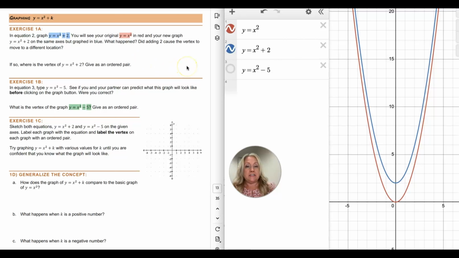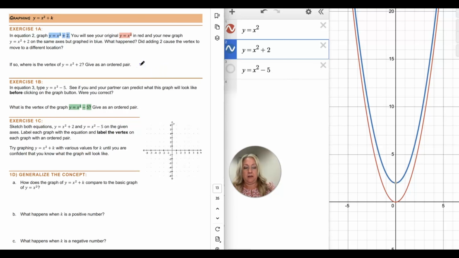And when we look at that, we want to say, okay, did that change anything? Sure, it looks like the same graph, except now it's shifted up 2 places. Our vertex used to be at 0, 0, but now it's at 0, 2. So we can see, yeah, it shifted up 2 places. Let's go ahead and write that in here then. Where is that new vertex at? It would be the point 0, 2.